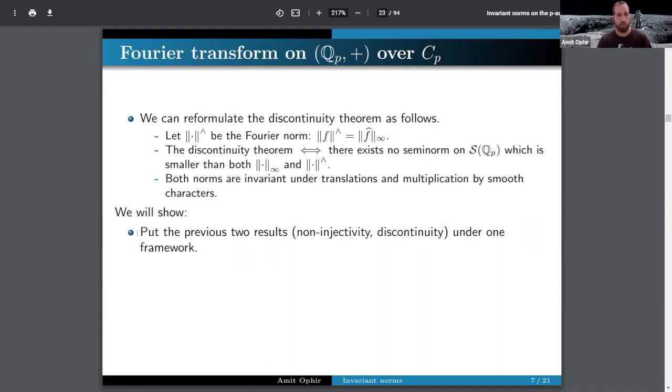I would like to mention several points about this work, maybe something to keep in mind during this talk. The first one, I'm not going to talk about it, but I just wanted to remark that at the beginning, when we proved the theorem about the discontinuity of the Fourier transform, it was unrelated to the non-injectivity result from the 1970s. But now these two results are both implied by the same main result that we have.